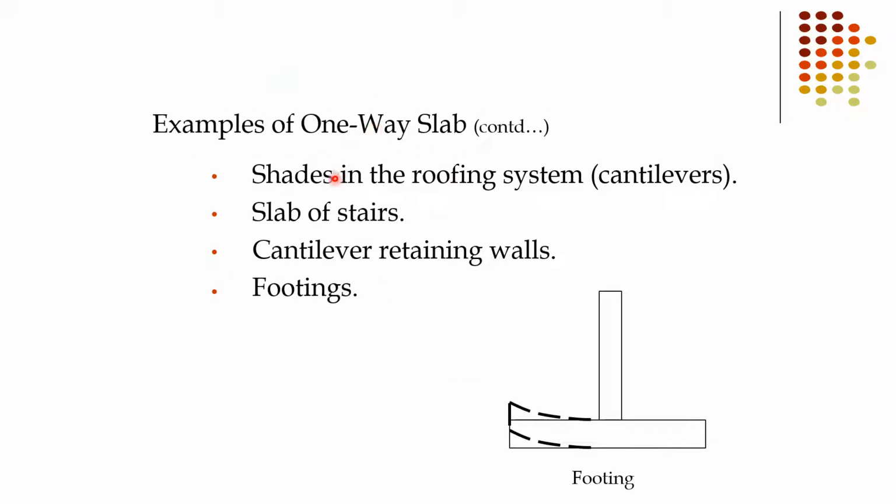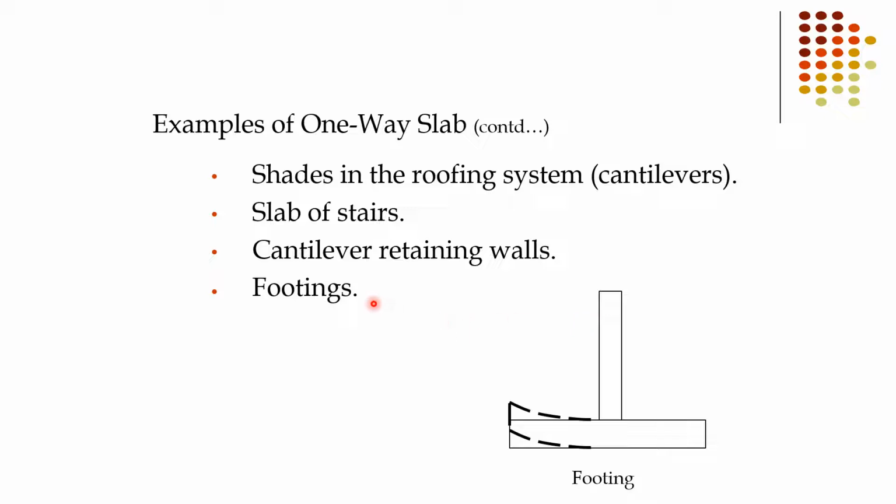Examples of one-way slabs: shades in roofing systems, like on our windows, outside the building. These are all cantilever slabs, and also a type of one-way slab. The slab of a stair is also designed as a one-way slab. Cantilever retaining walls that retain soil or any material are also designed as cantilever slabs, one-way slabs.